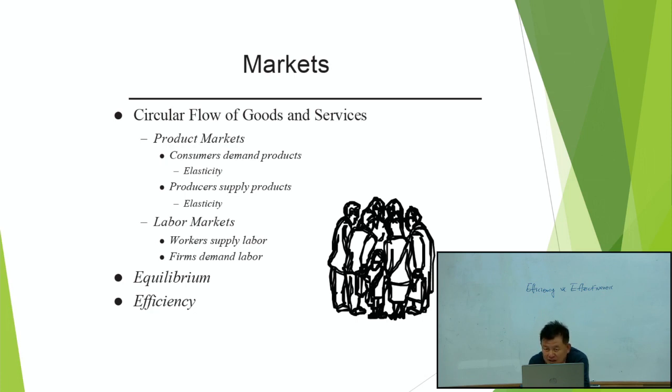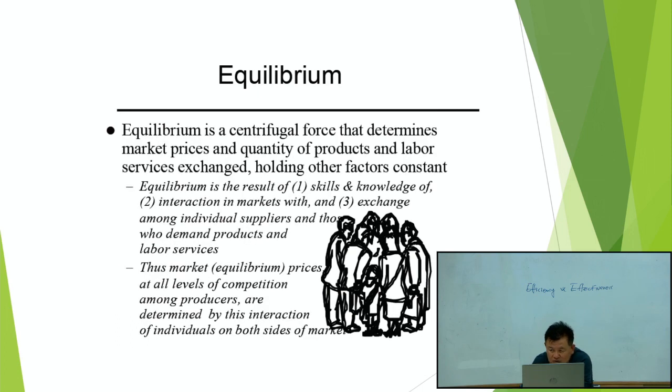Equilibrium is derived from the price in the market, as you know, demand and supply. Let me show you the equilibrium. Equilibrium is the centrifugal force that determines market prices and the quantity of products and labor services exchanged. Anyway, there are some exchange places there, holding other factors constant. It means the other factors are the same.